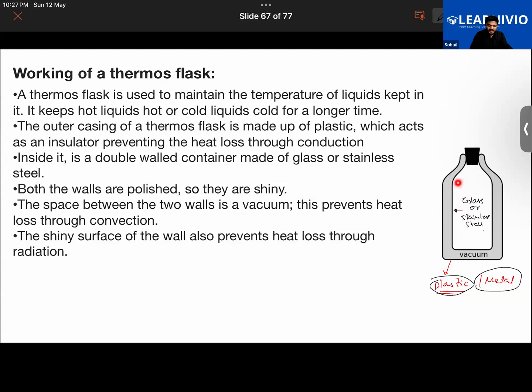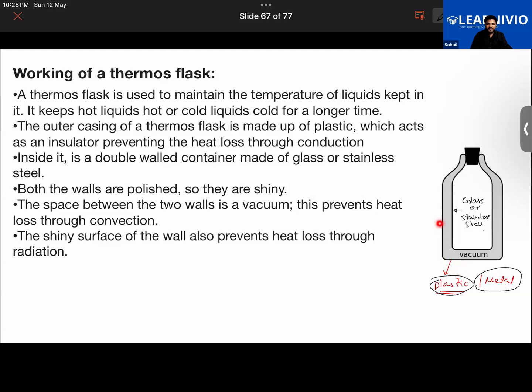First of all, the inner surface is made up of shiny stainless steel, or could be of glass in earlier times. Earlier, it was made up of glass. Then the outer casing is made up of plastic. So heat will not be lost via conduction also. First thing, we have ensured that heat does not get lost due to conduction.